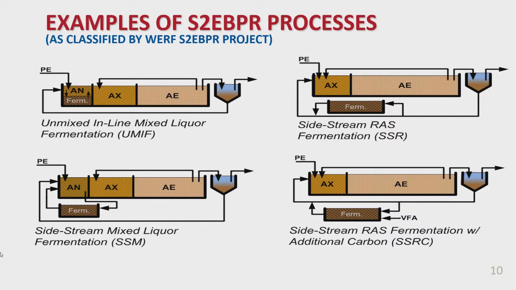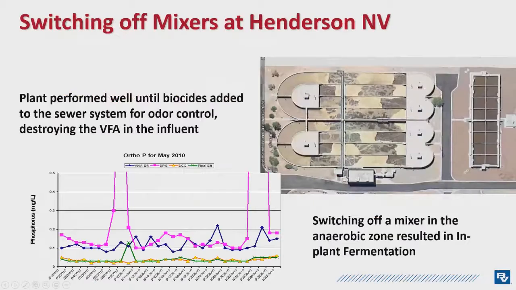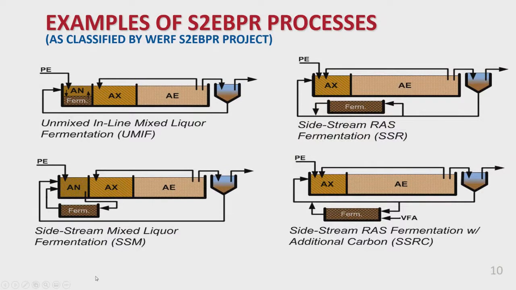Number one flow diagram is where you have a normal anaerobic zone, a conventional plant, but it's not performing. And what you see is if you switch off a mixer in the anaerobic zone, you can get fermentation at the bottom of the tank.